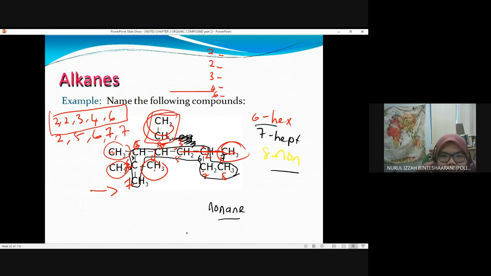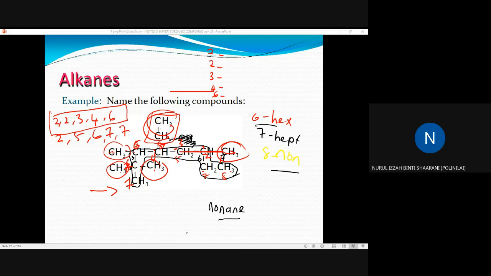So cuba you completekan. Are you pack name ni? Okay, sekejap lagi saya akan tanya. Saya bagi 2 minit untuk you completekan. Madam. Ya.